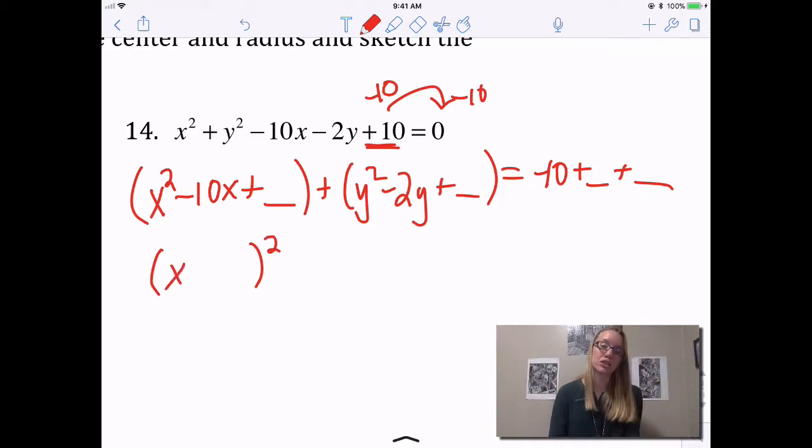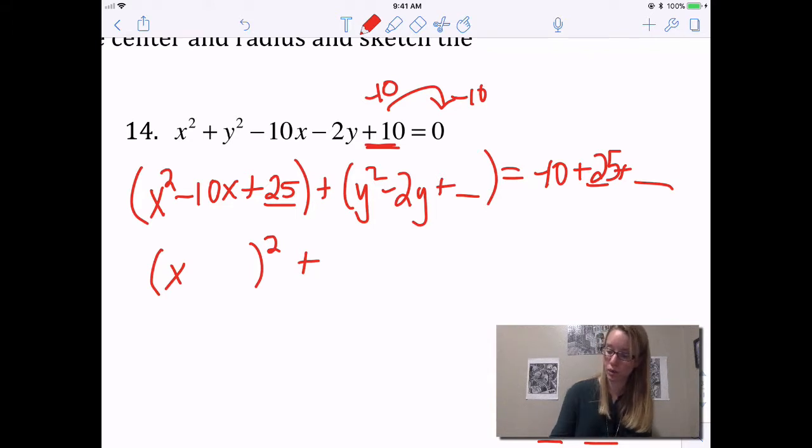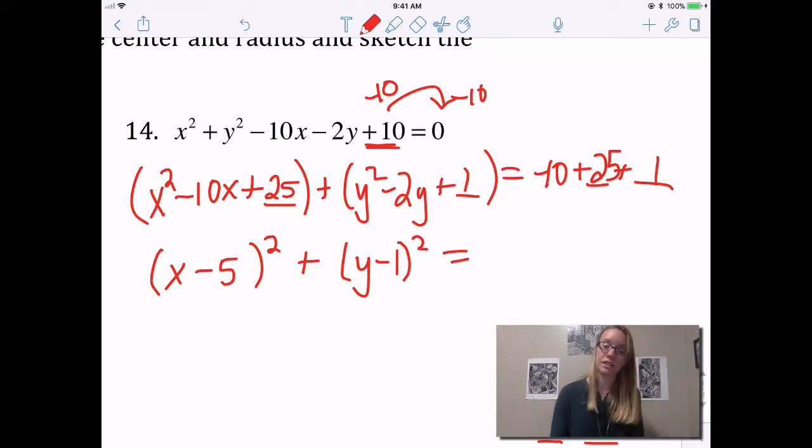I divide negative 10 by 2 and then square it. Negative 10 divided by 2 is negative 5, and then squared it is 25, so I add 25 to both sides. And then when I complete the square on the y's, negative 2 divided by 2 is negative 1, squared is 1, so I add 1 to both sides. So then I get x minus 5 squared, because negative 5 plus negative 5 is negative 10. Negative 5 times negative 5 is 25. And then y minus 1 squared, because negative 1 plus negative 1 is negative 2. Negative 1 times negative 1 is 1. And then negative 10 plus 25 plus 1 is 16.